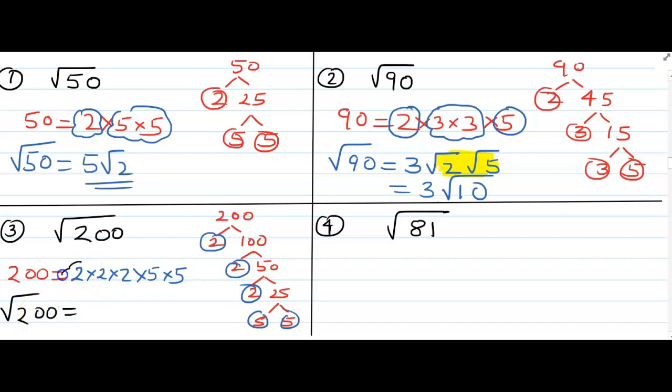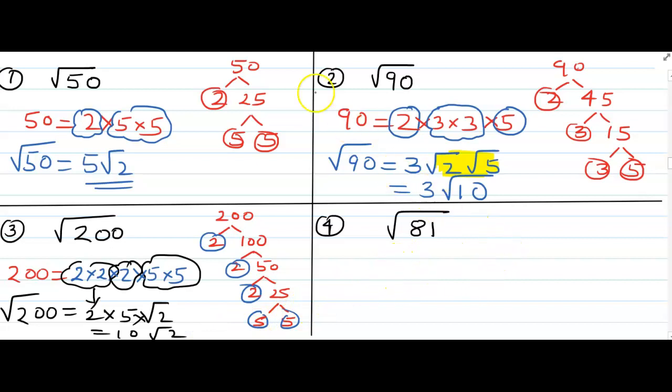Easy. They are in pair. Write down 1 time. They are in pair. Write down 1 time. Make sure you put multiplication sign in between. And this is 2 alone, so with a square root sign. So 2 times 5 is 10 root 2.